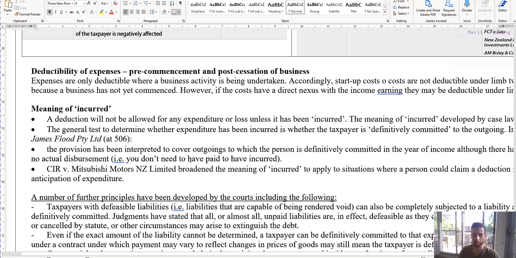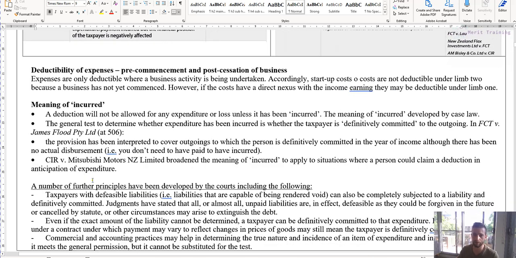So what happens if you've got expenses which are pre the business making money, but are connected to the business? So for example, startup costs. You're starting up a new business, you don't know if it's going to make money yet, but you're investing money in it. Do you get a deduction? It's obviously in connection with the business, but the question is, is it in connection with assessable income? Expenses are only deductible where a business activity is being undertaken. So startup costs are not deductible under Lim 2 because a business has not yet commenced.